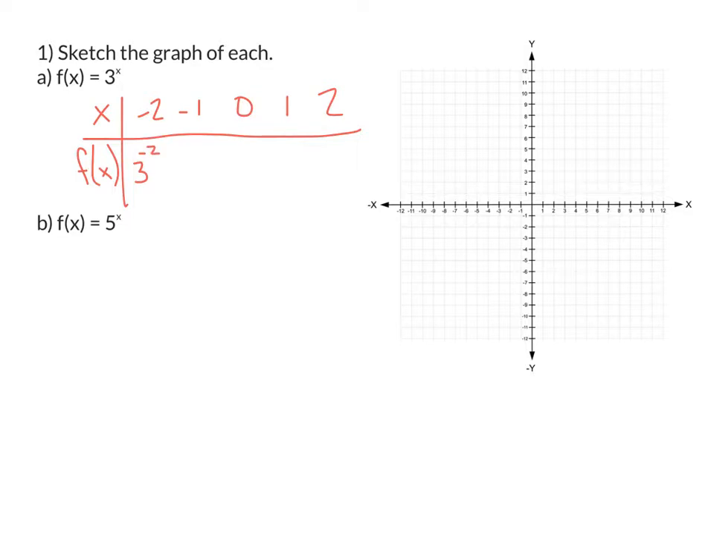Now, when we have a positive exponent, such as, let's do the last one here, 3 squared, that tells us how many times we're multiplying. So we're taking 3 and multiplying it by 3 twice. So 3 times 3 makes 9. So when we input 2, we output 9. So I can put 2, 9 on my graph here.